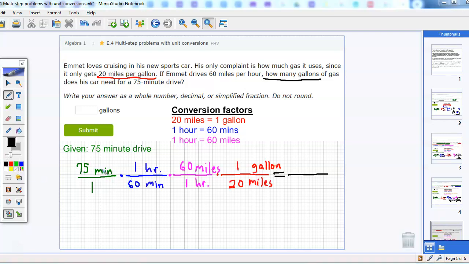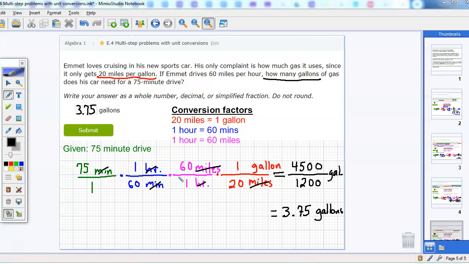All right, you got to check yourself before you wreck yourself. So make sure that you're canceling those units, those common units. Minutes will cancel. Hours will cancel. And miles will cancel. And look at that. We are left with gallons. And it's asking us how many gallons. So we're going to go ahead and multiply straight across the numerator, straight across the denominator, then divide those two numbers to get our final answer.